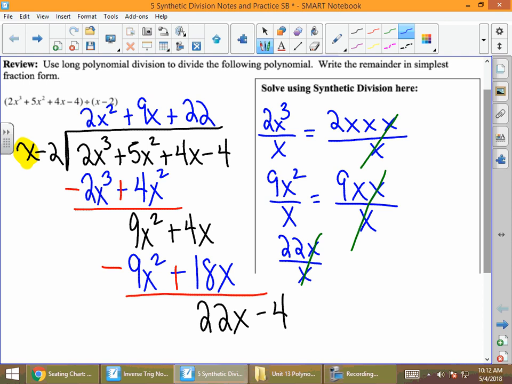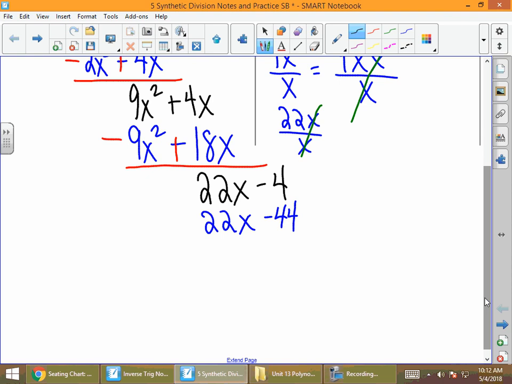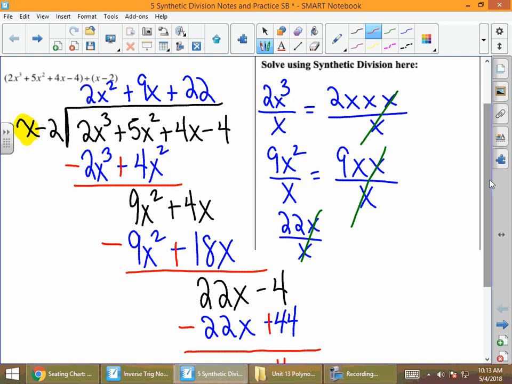And 22 times x is 22x. 22 times negative 2 is negative 44. Change both signs. And the 22x's cancel out. Negative 4 plus 44 is 40. And we can't divide 40 by x. So 40 is the remainder, and it happens to be a positive 40. So our remainder is going to be plus 40 divided by x minus 2.